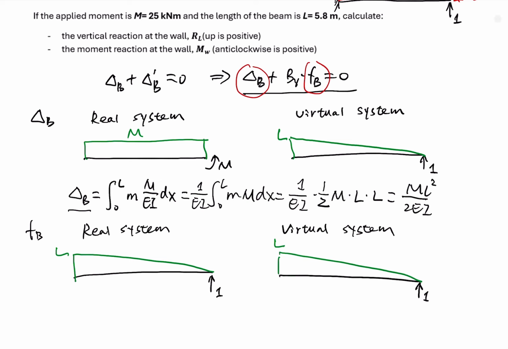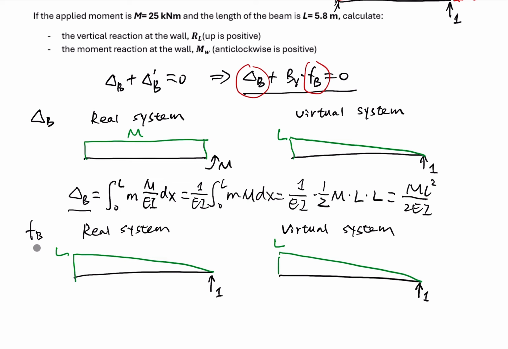Okay, so look at these three systems. These three systems are the same as each other, but they have different meanings. This one is a virtual system for the calculation of delta B. But this one is a real system for the FB, and this one is a virtual system for FB. Although they look the same, they have different meanings.